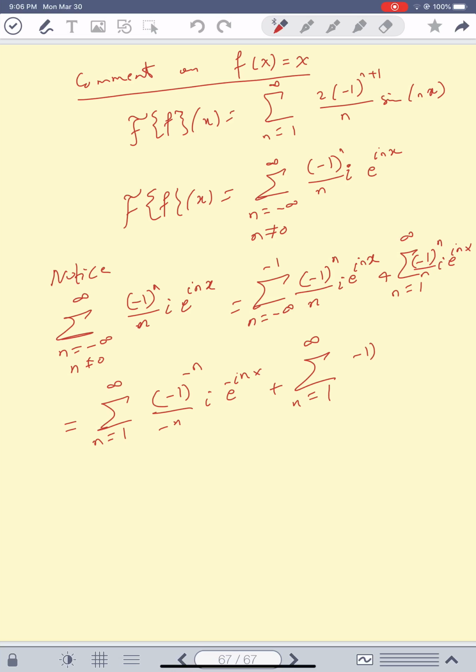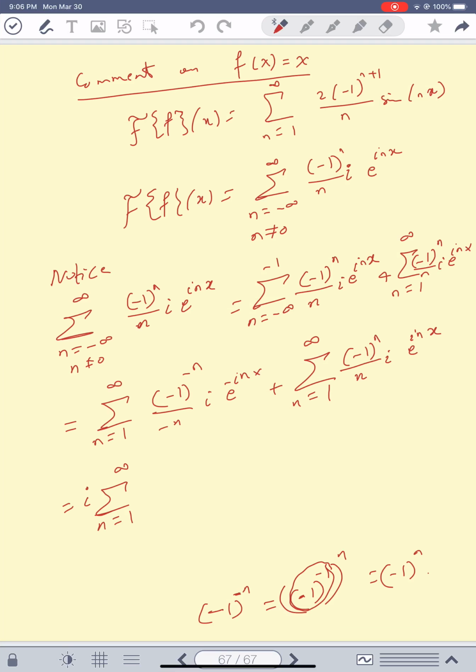this is the second sum. And now, because both sums start and end at the same numbers, from 1 to infinity, I can have one sum for all. So we have one sum from 1 to infinity. The i, you can take out as a common factor, and inside the summand, what is -1 to the -n? Basically, -1 to the -n is -1 to the -1 all to the n. But -1 to the -1 is just -1. So basically, this is -1 to the n.